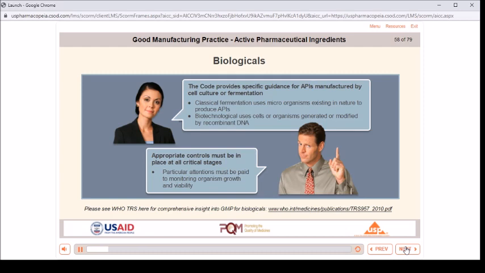Biologicals. The code provides specific guidance for APIs manufactured by cell culture or fermentation. Classical fermentation uses microorganisms existing in nature to produce APIs. Biotechnological uses cells or organisms generated or modified by recombinant DNA. Appropriate controls must be in place at all critical stages. Particular attention must be paid to monitoring organism growth and viability.